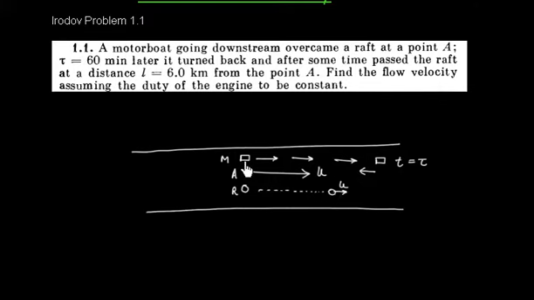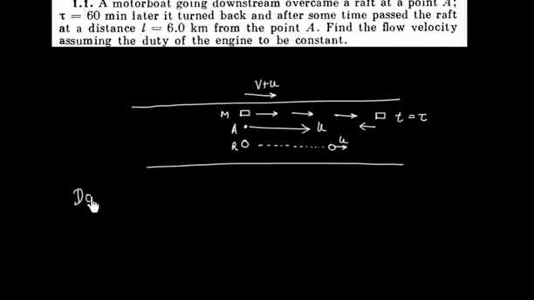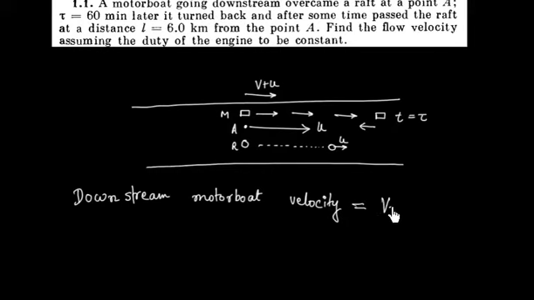And the motorboat's actual velocity in a still river is, let us say, v. That is the capacity of this motorboat is v. But now this motorboat is also carried by the river. So it has velocity in this direction v plus u. Are you getting it or not? So the motorboat will have velocity v plus u for downstream. So let me write here. For downstream, motorboat velocity is nothing but v plus u.